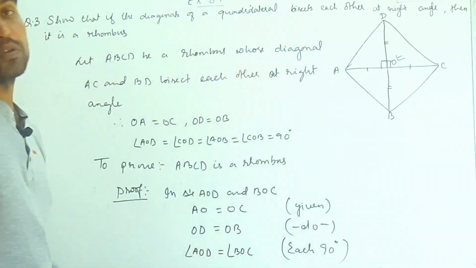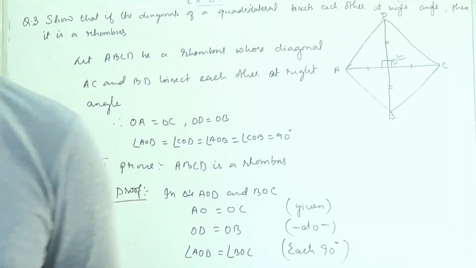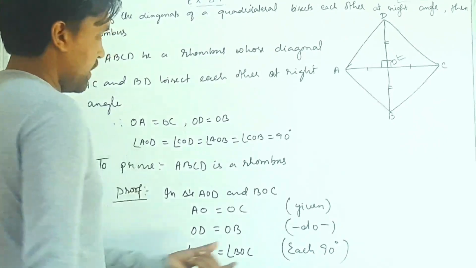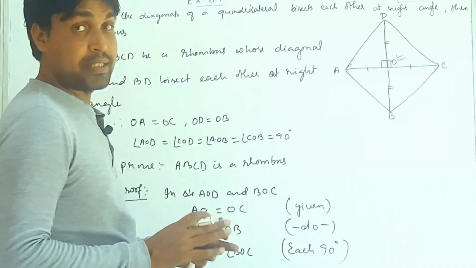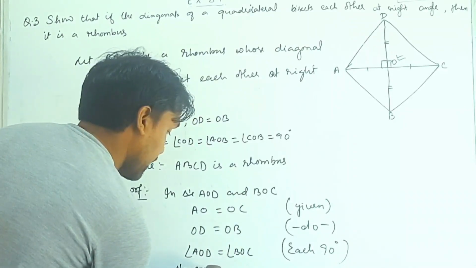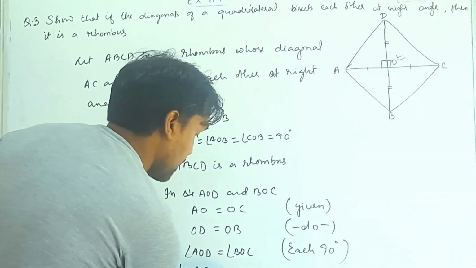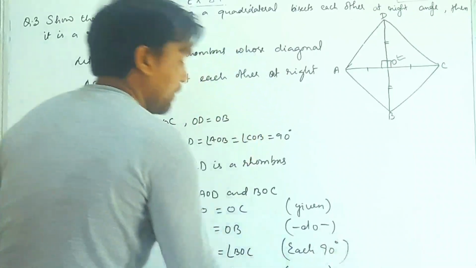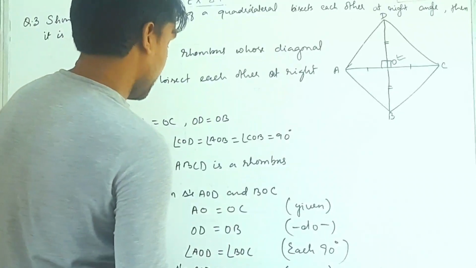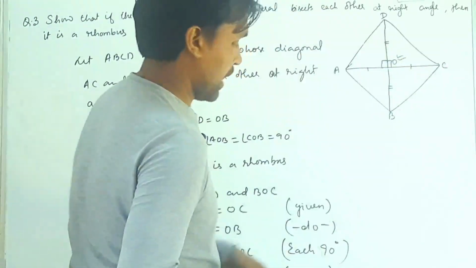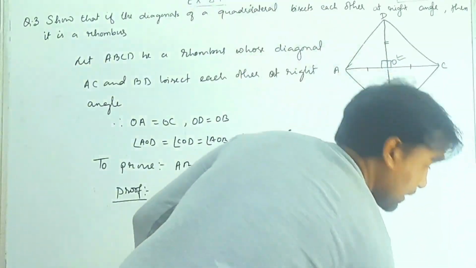Okay students, you can pause the video and take it down quickly. We have proved that three things in the triangles are equal. So that means triangle AOD is congruent to triangle BOC, by the SAS congruency theorem. And if they are congruent, then side AD will be equal to side BC. You can pause the video and take it down, dear students.